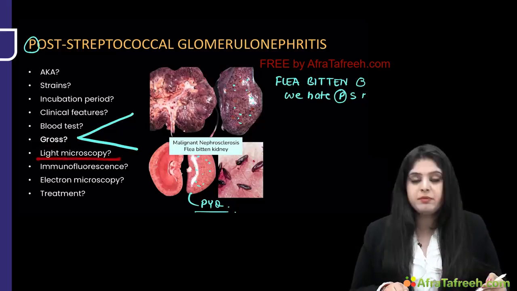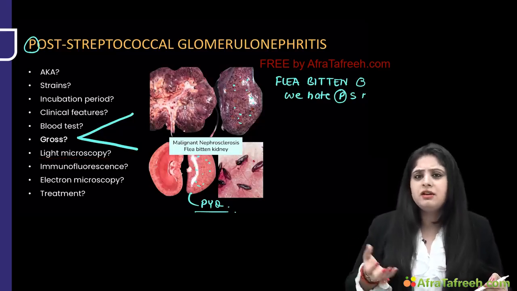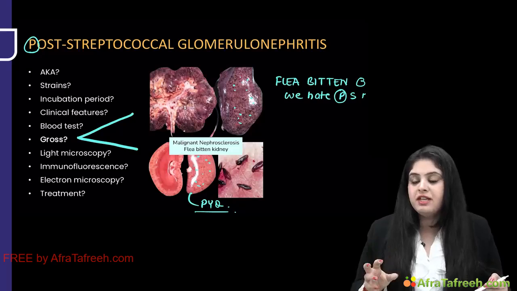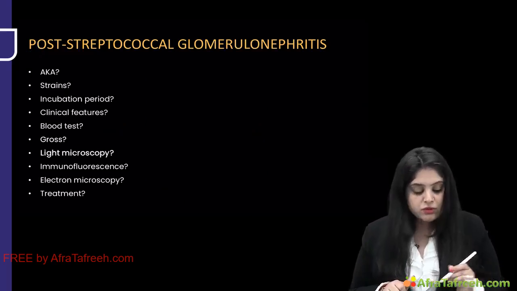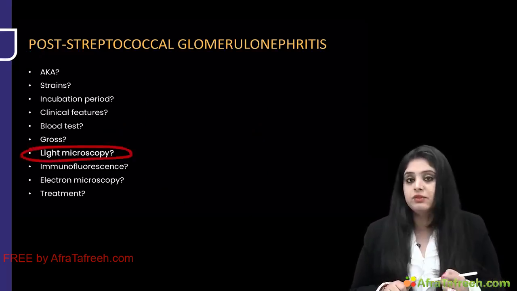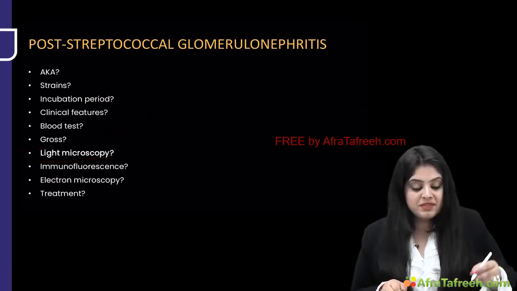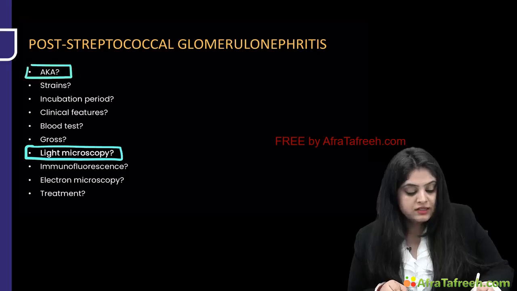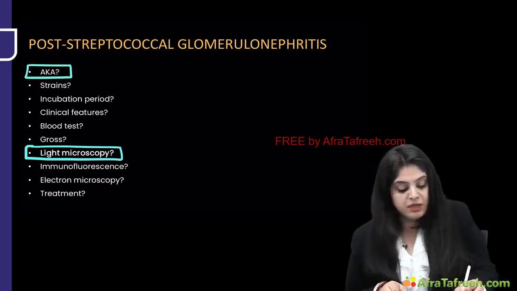Now we move on to light microscopy. Light microscopy means regular pink and blue stuff. Thankfully, and I know all of you will be very, very happy knowing this, you don't have to learn any picture for light microscopy, but you have to learn what is happening. And here I can tell you, with light microscopy, what is the other name of post-streptococcal glomerulonephritis.